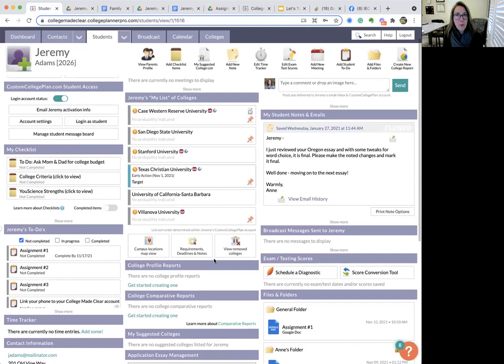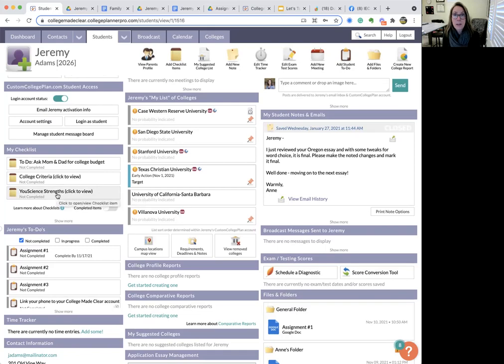Then sometimes I want information right at my fingertips about a student. And so what I've done is I've used this checklist function. This isn't probably what the makers of College Planner Pro necessarily intended for this, but we use the tools the way they work best for us. And so this is meant to be kind of a to-do list for the consultant, but I like to use it as a repository for information about a student that I can have kind of at my fingertips.